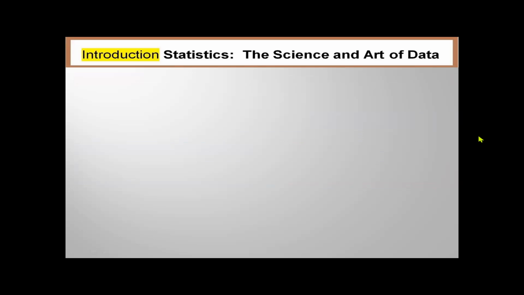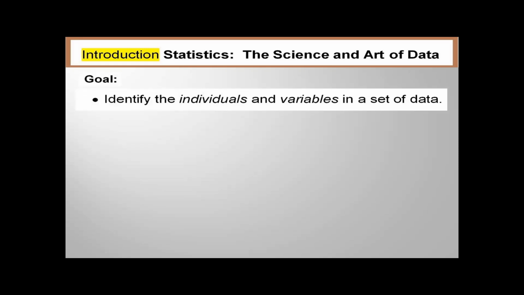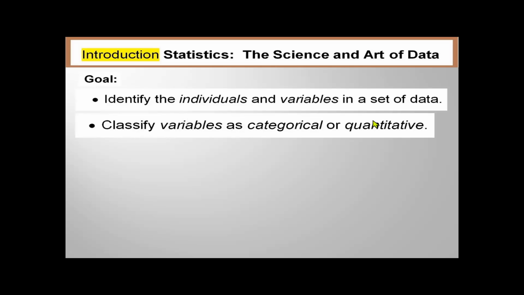So that's the basic introduction to statistics. We defined what statistics is, and we briefly described the two types of statistics that we'll learn later on: descriptive statistics and inferential statistics. We covered our goal by identifying individuals and variables. We described what variables are, where they can be classified as categorical or quantitative.